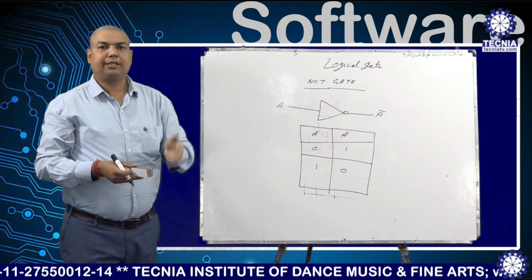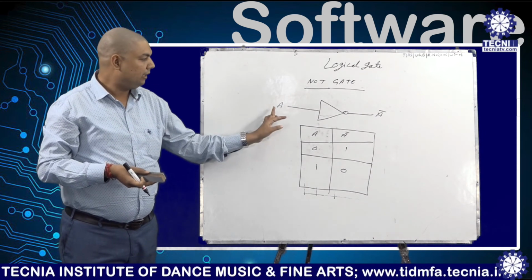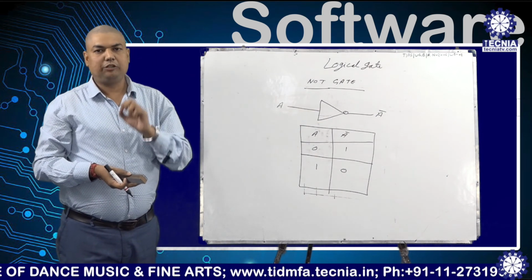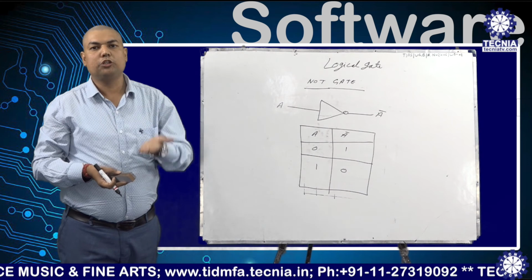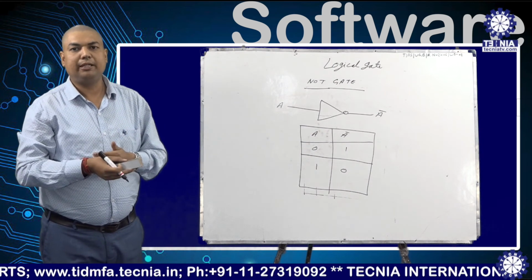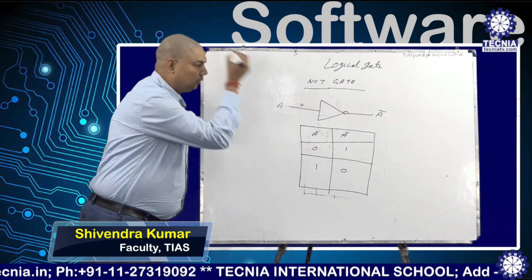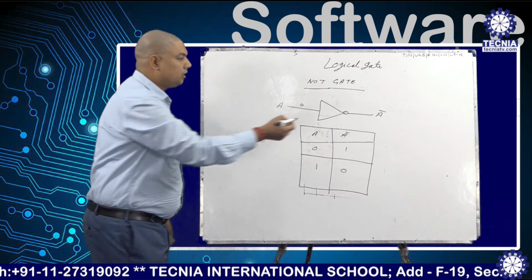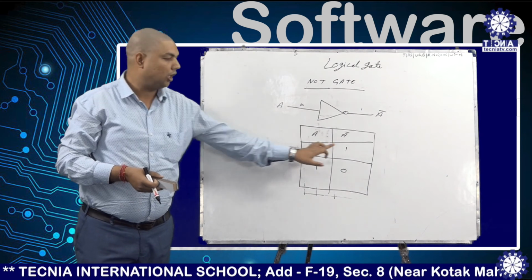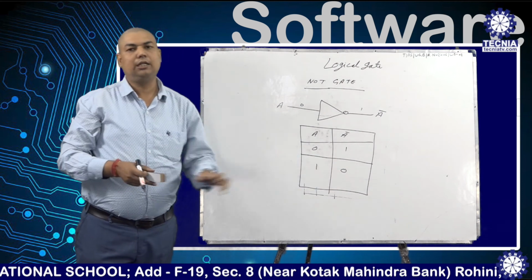The NOT gate is a type of gate which works like an inverter. It means when we have A, the resultant is always A not. It works just the opposite, or you can say it works like a complement. Complement means when we give the input A as 0, then its complement result becomes 1. So when the input is 0, the output is 1. When the input is 1, the output is 0.